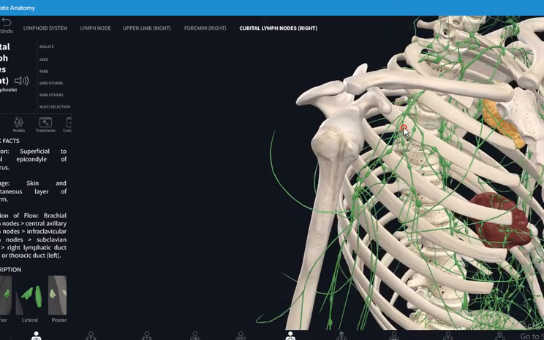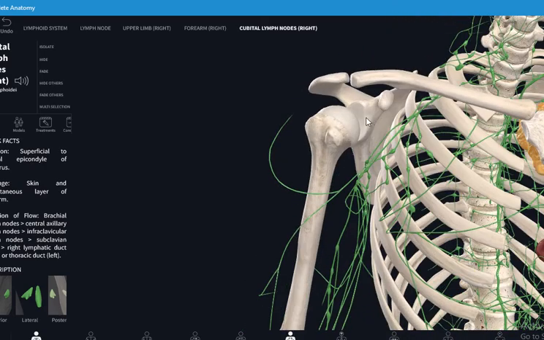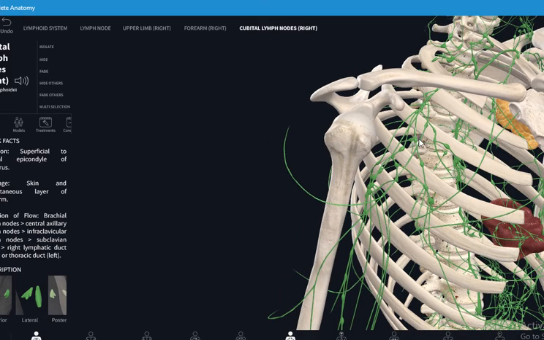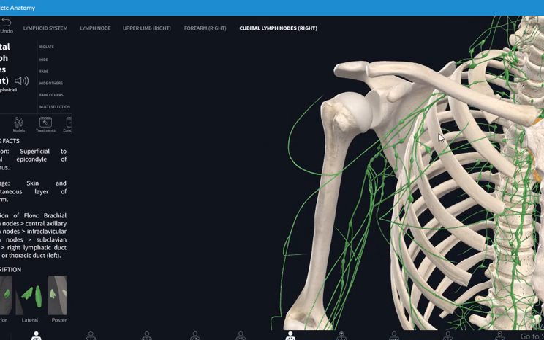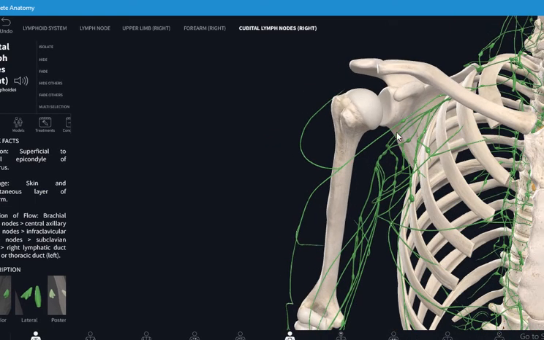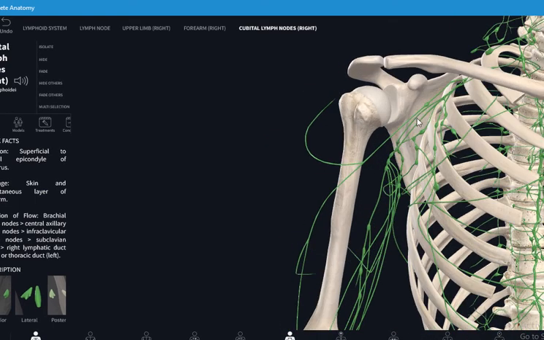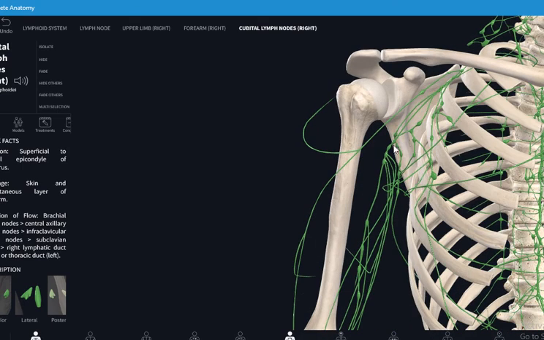So you have one which is posterior, which are the posterior lymph node or the scapular lymph node. One which is medial, which are close to the pectoral region, they are called the pectoral lymph node. One which is lateral, they are called the humeral lymph node. One which is central, called the central lymph node. One which is apical, called the apical lymph node. So let's visualize this.